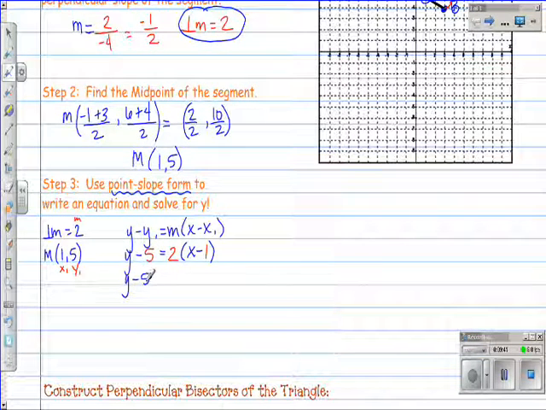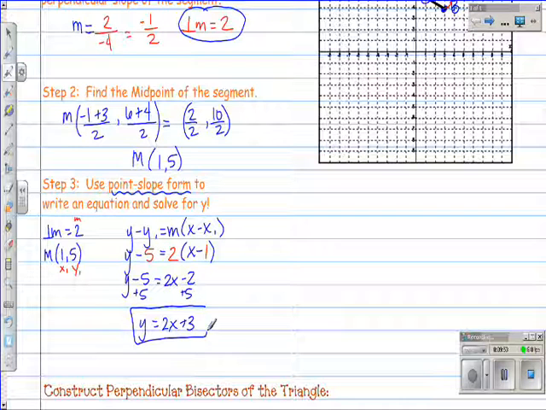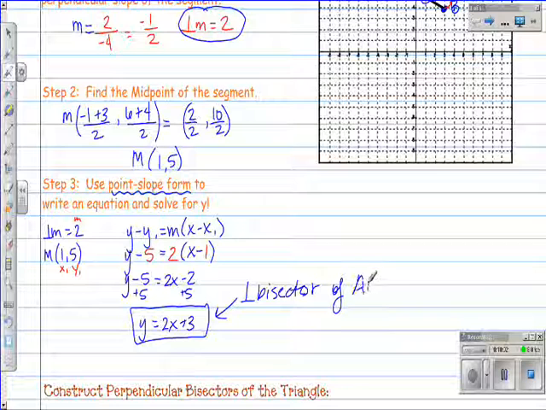Y minus 5 equals 2x minus 2 when I distribute that 2. If I add 5 to both sides, we end up with y equals 2x plus 3. This is the equation of the perpendicular bisector of that segment. Okay? That's the perpendicular bisector of segment AB.